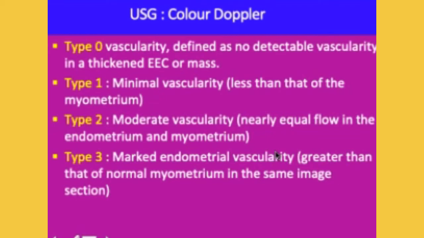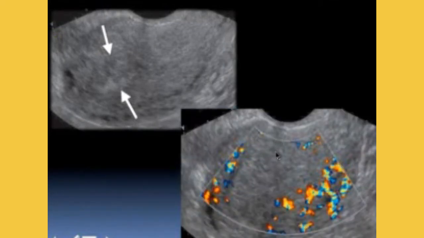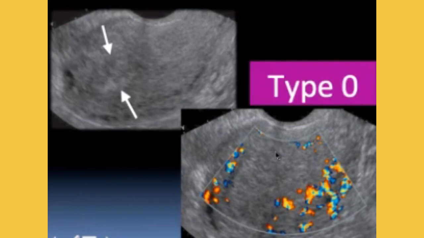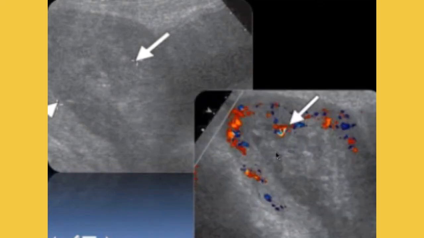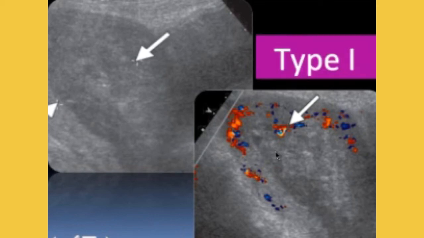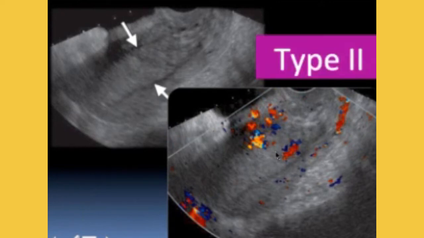So how does it look? Let's see. In this case, when we put the color Doppler, we see hardly any vascularity in the endometrium. So it is type 0 vascularity. Similarly, in this case, when we put the Doppler, we saw there is mild vascularity in the endometrium that is less than that of the myometrium. So this was type 1 vascularity. Here we are seeing vascularity that is almost similar to that of the myometrium, and this is type 2 vascularity.